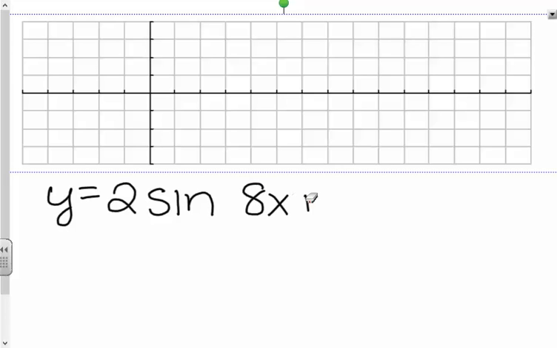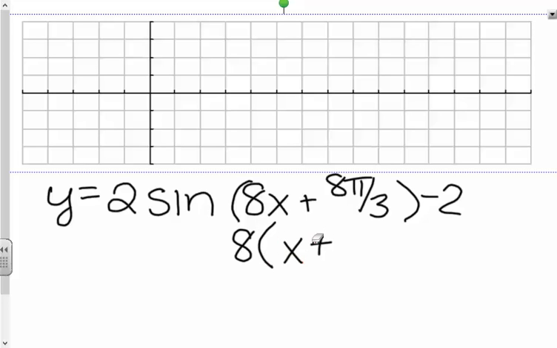All right, so this first one says graph y equals 2 sine of 8x plus 8 pi over 3 minus 2. Now remember that what we want to do is factor this guy. We just want the x, so we have to factor out an 8: x plus pi over 3. All right, so firstly, if you want to do this all at once, you certainly may. I'm going to do it step by step.